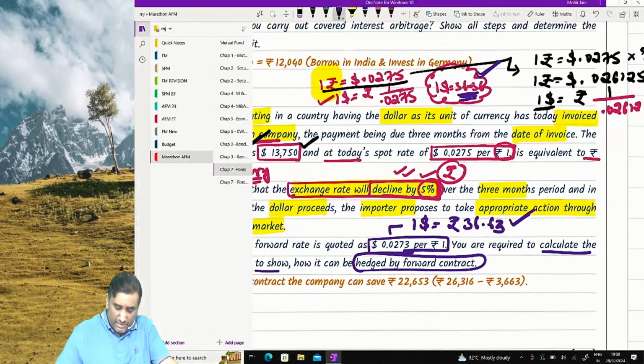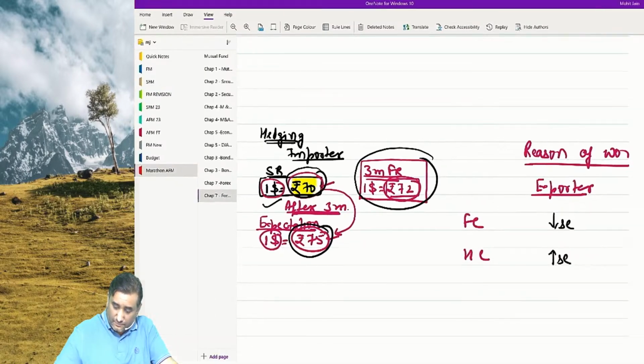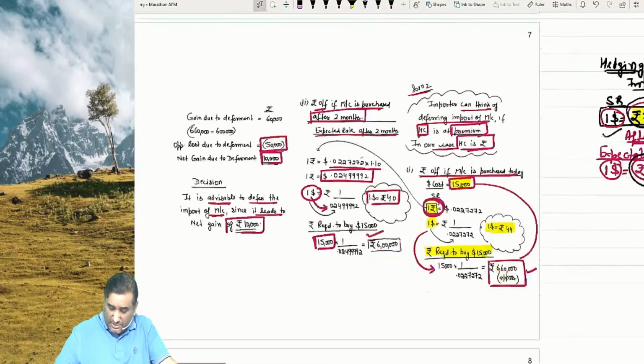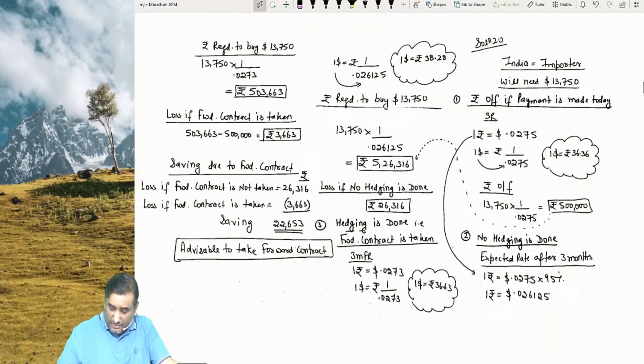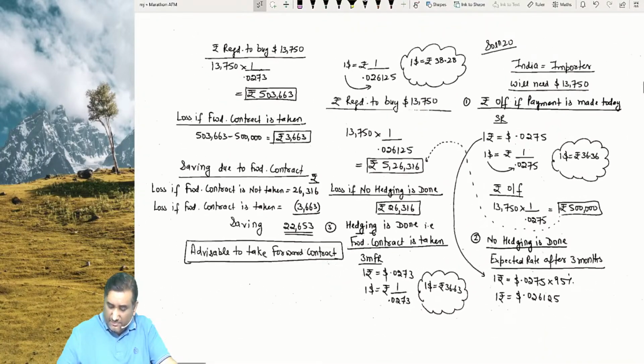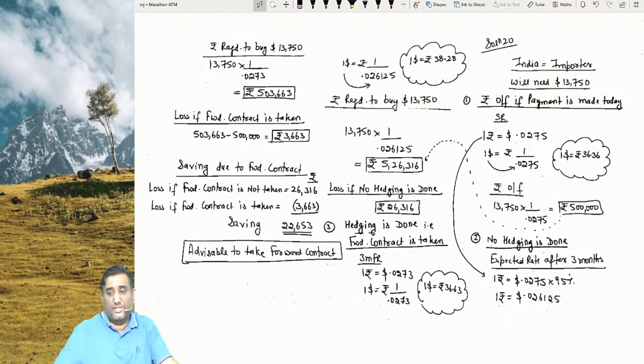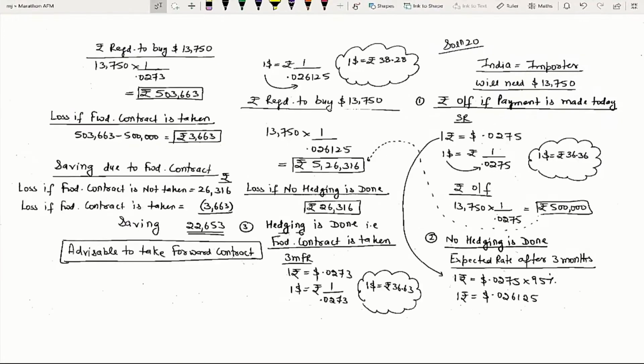Now let's look at it. Quickly read out the answer, then I'll discuss. This has come 5-6 times in the exam in different forms. Quickly finish topics.